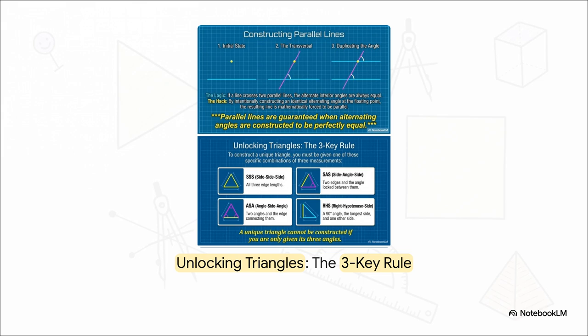You either need all three sides, which is known as SSS, or two sides and the angle squished between them, known as SAS, or two angles and the side connecting them, known as ASA. Or finally, if it's a right-angled triangle, you just need the 90-degree angle, the long hypotenuse, and one other side. That's known as RHS. Without one of these exact keys, you literally cannot construct a unique fixed triangle.